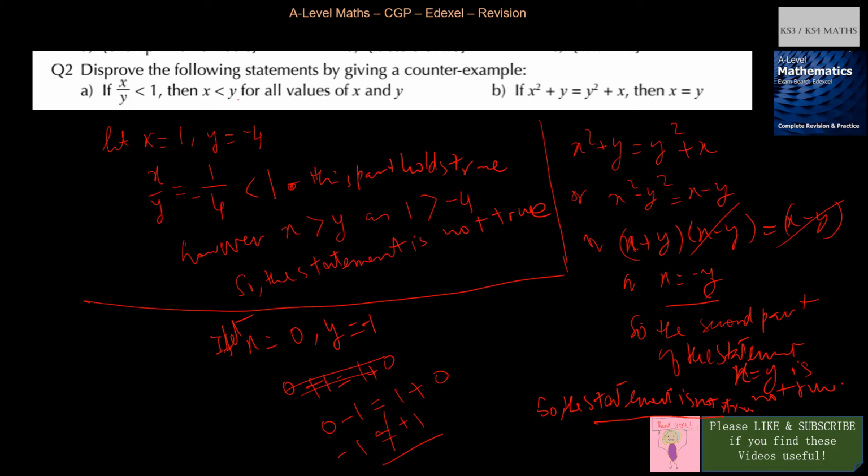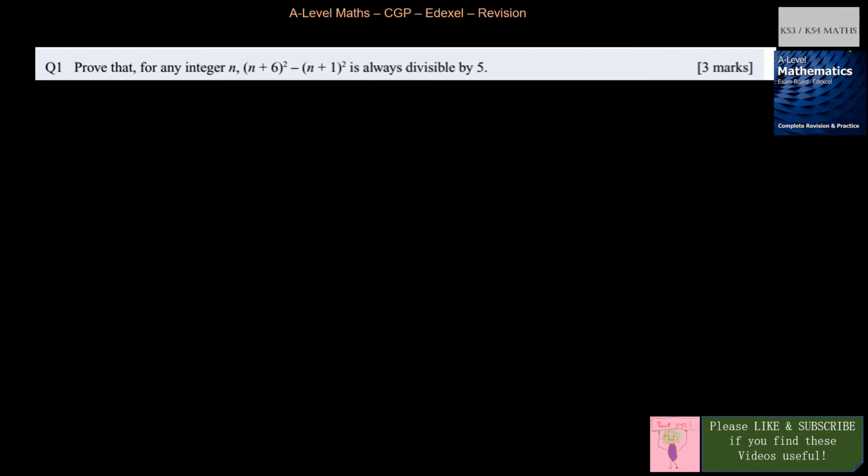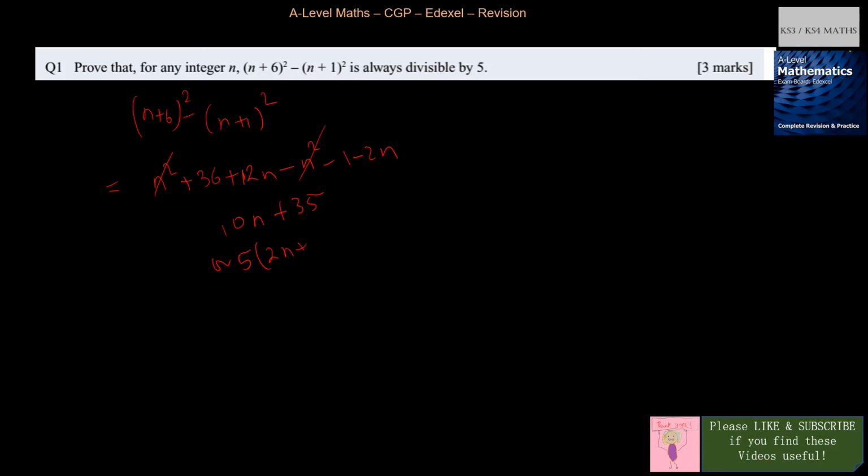So then the next question says: prove that for any integer n, (n plus 6) squared minus (n plus 1) squared is always divisible by 5. So what do we have here? We will expand this. (n plus 6) squared minus (n plus 1) squared equals n squared plus 12n plus 36 minus n squared minus 2n minus 1. So n squared goes, and we are left with 12n minus 2n is 10n plus 35. Or if you take 5 out, you get 5 times (2n plus 7).